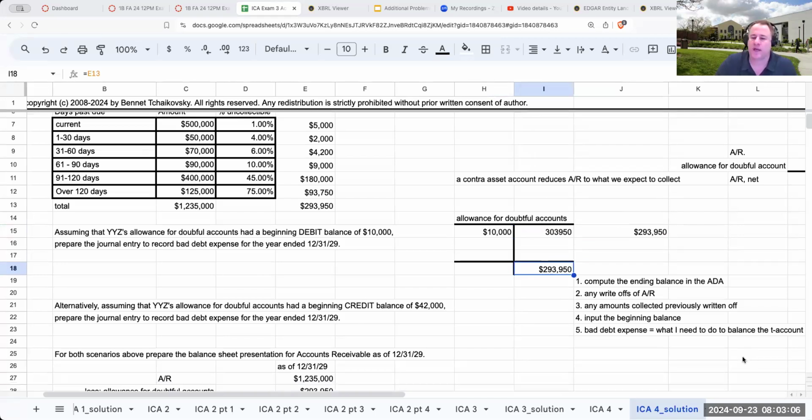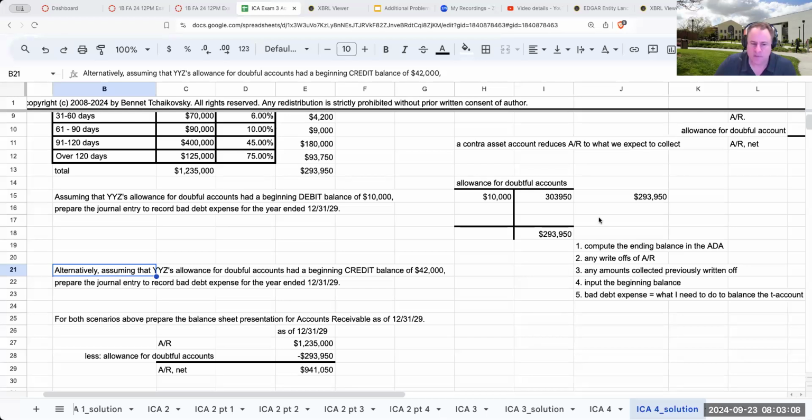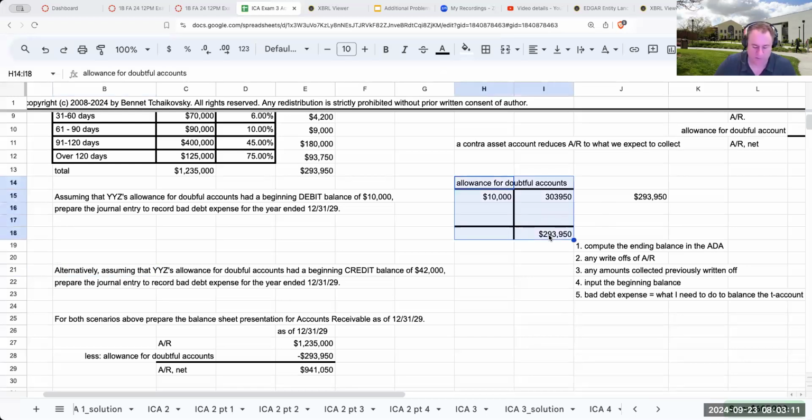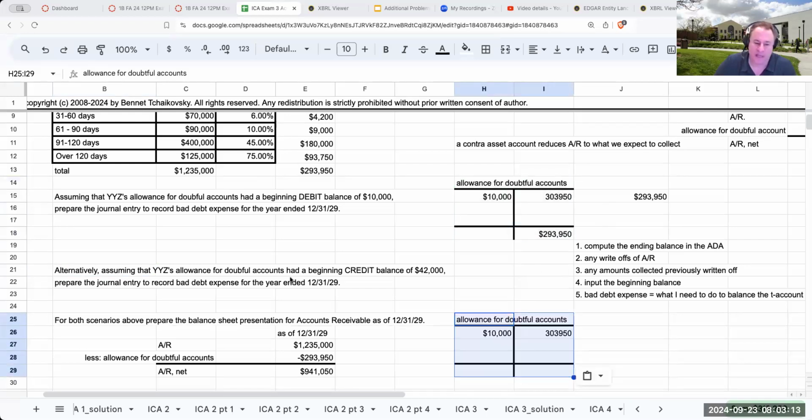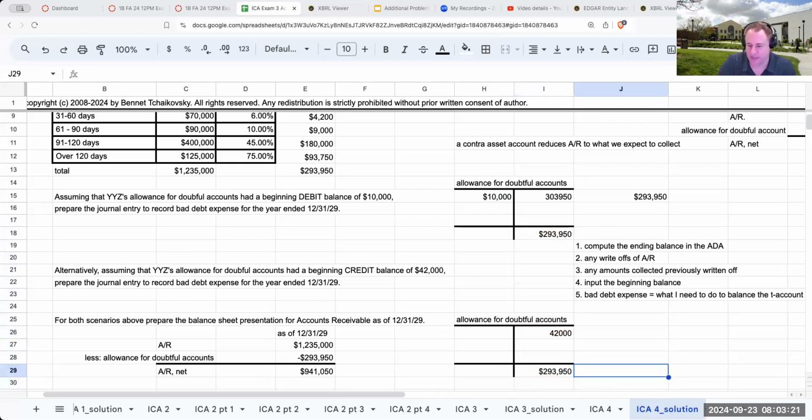Let's go through and do the next one. Alternatively, assume that I had a beginning credit balance of 42,000. Now remember, the ending balance is exactly the same. Now for this one, how do I go from 42 to 293? Well, I'm going to need an adjustment over here for 251,950. That's what I go through and do.